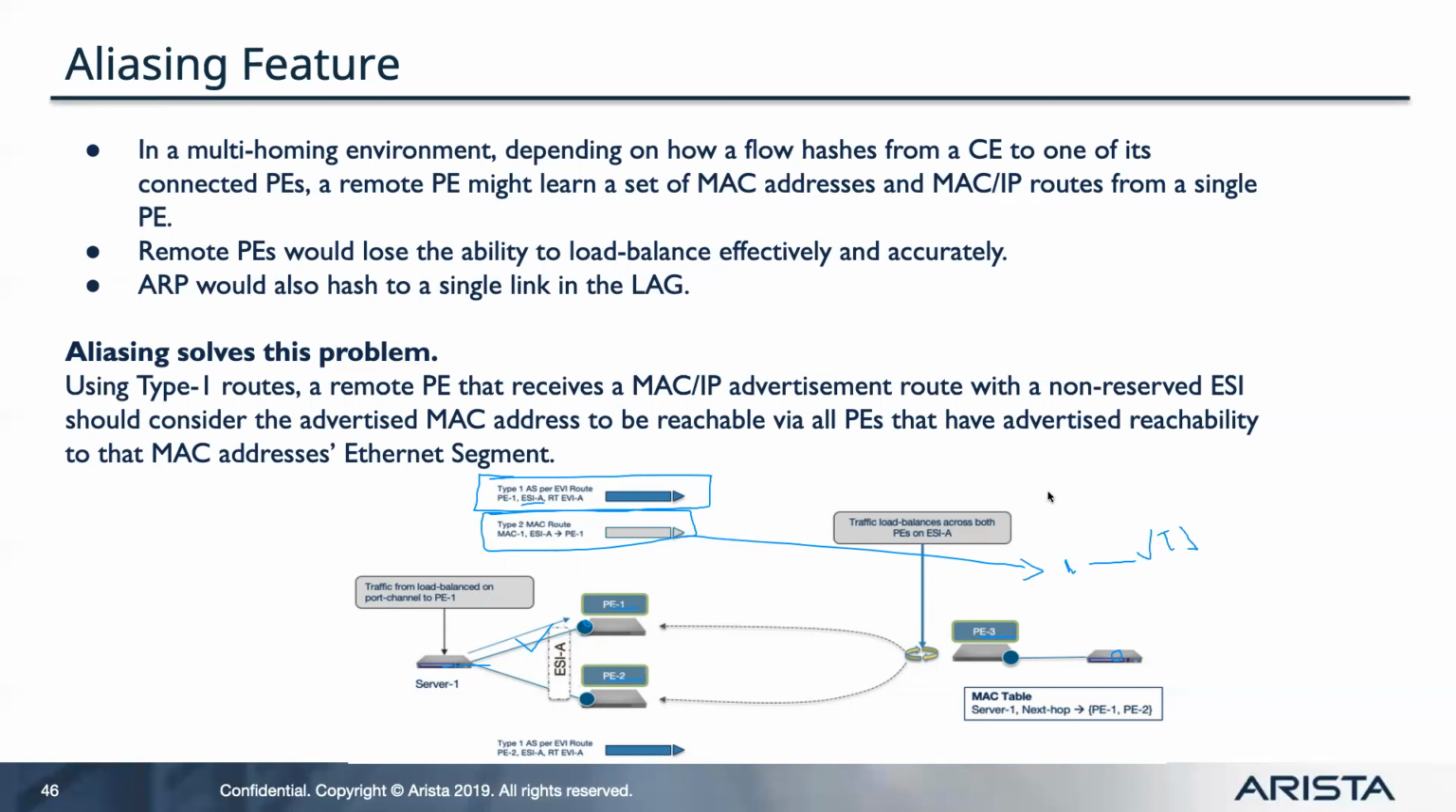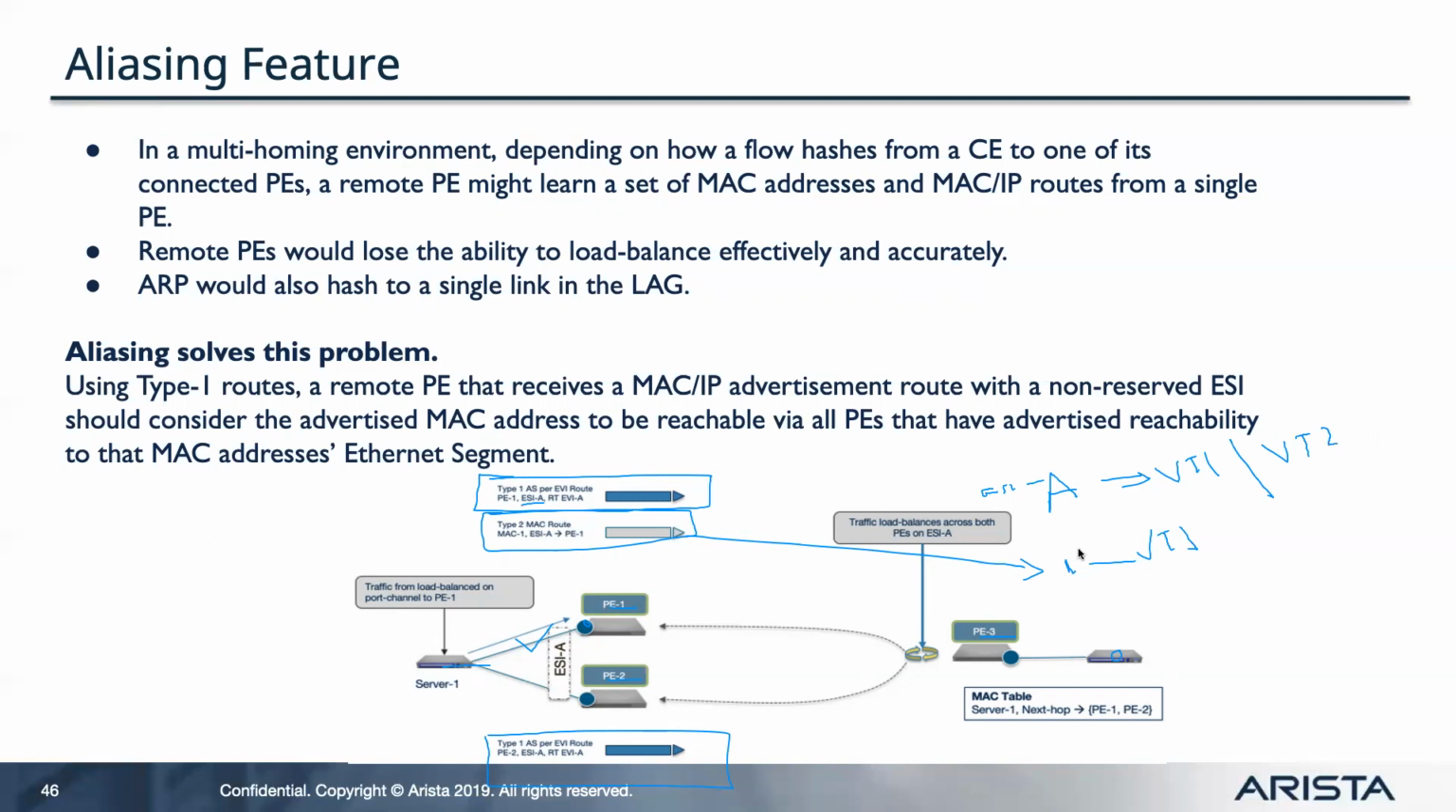So basically VTEP 3 knows that Ethernet segment identifier A, ESI A, is behind VTEP 1. Similarly, VTEP 2 will also send a type 1 update: "Hey, I have Ethernet segment A connected to me." So it will update this here that you can reach Ethernet segment A via two paths, 1 and 2, both VTEPs.